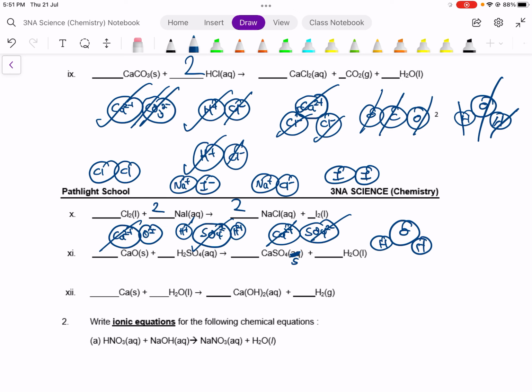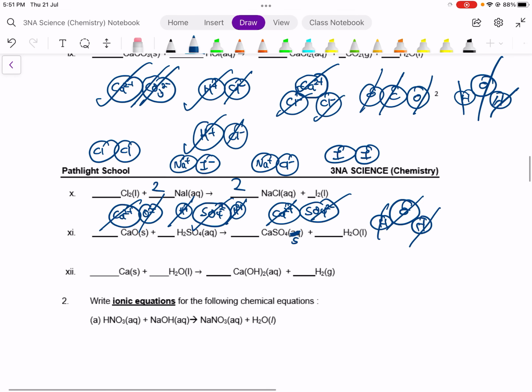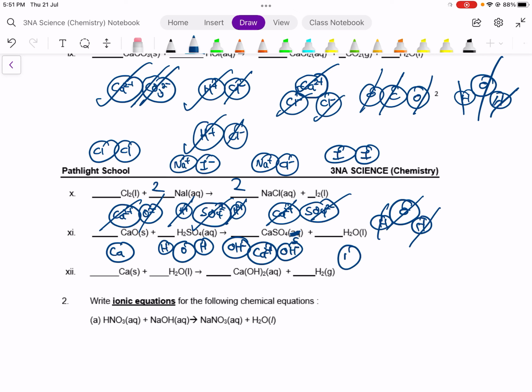Then H2O, 2H, 1 here, 2 here, 1 O. Okay, everything 1 1 1. Last one, let's see. You have 1 calcium, 1 water, 1 Ca2 plus and bracket OH2, that means 2 sets of hydroxide and 1 hydrogen.